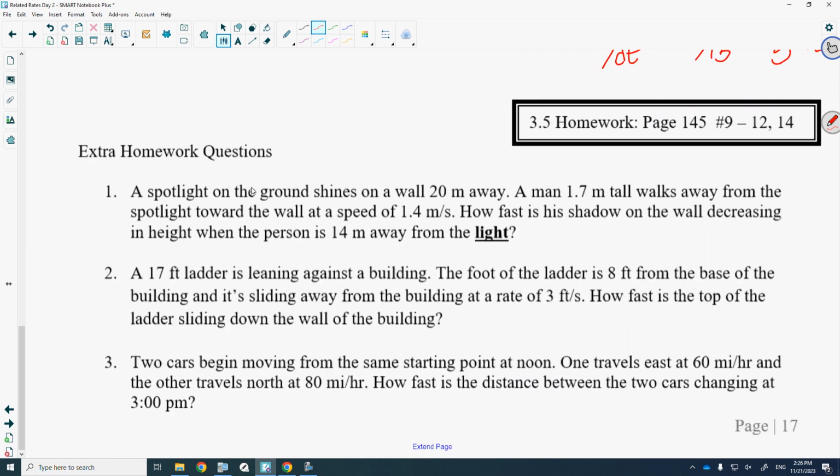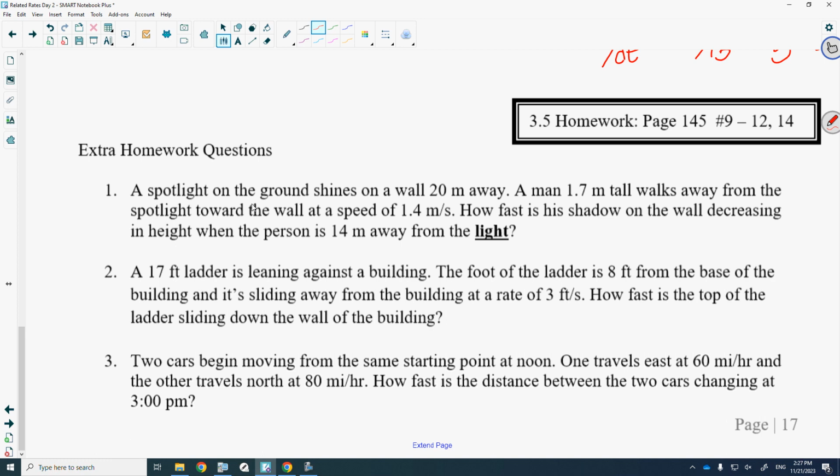That is the lesson. So I want you to do these 3 first: a spotlight, a ladder, and 2 cars moving away from the same point starting at noon. Start with these 3, and then I'll find which ones from here.